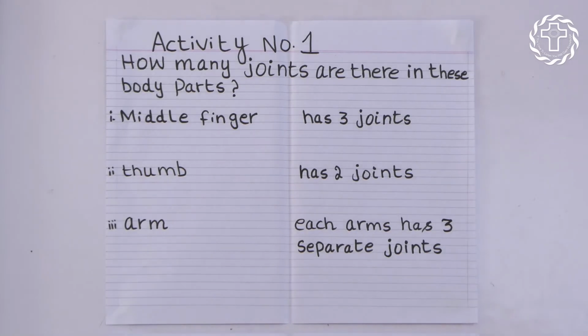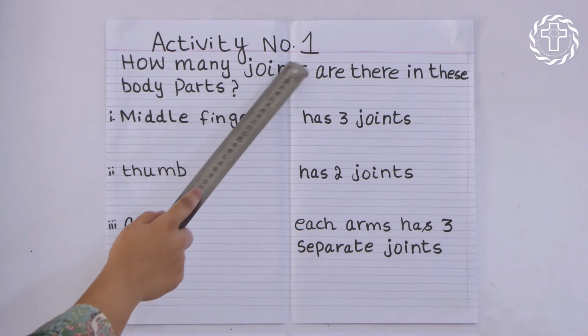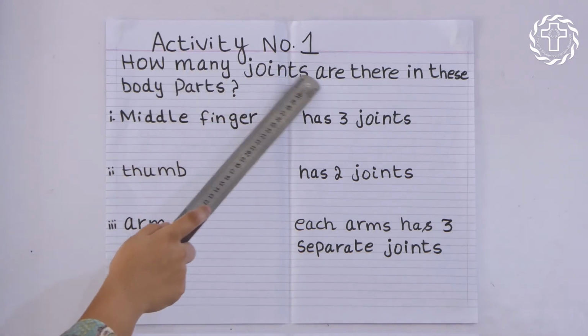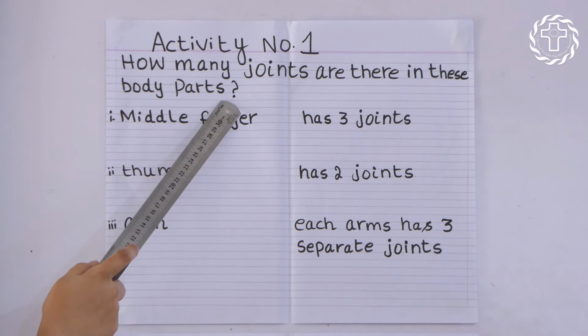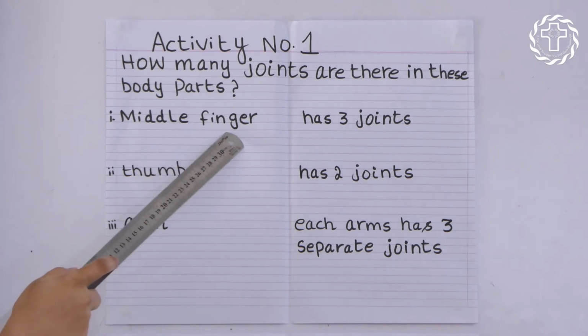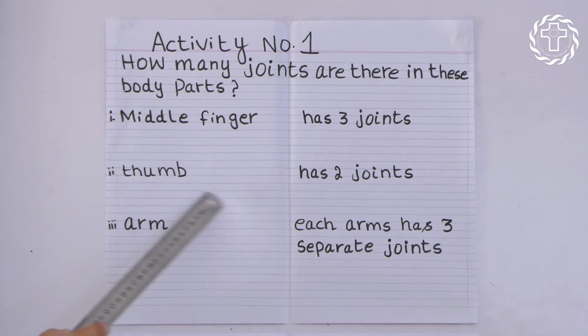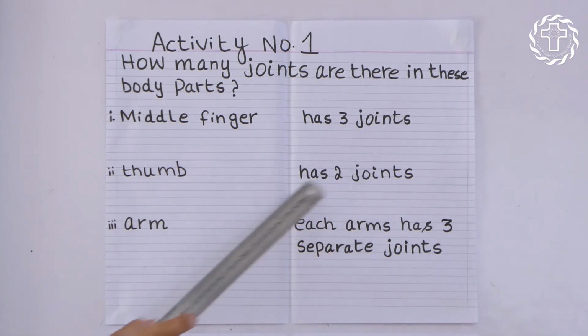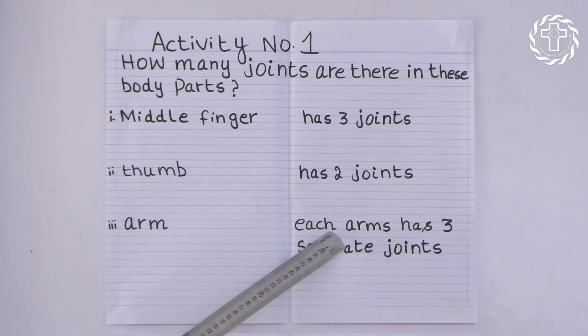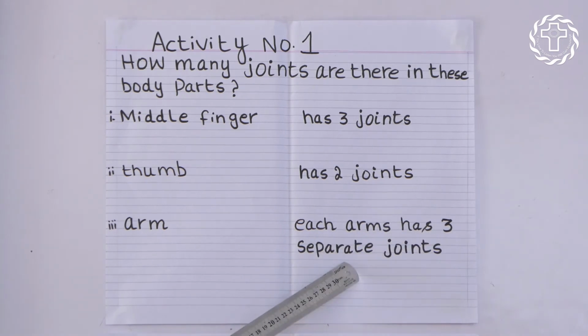Here is the activity for you. Activity number 1. How many joints are there in these body parts? In the middle finger, we have 3 joints. Thumb has 2 joints. Each arm has 3 separate joints.